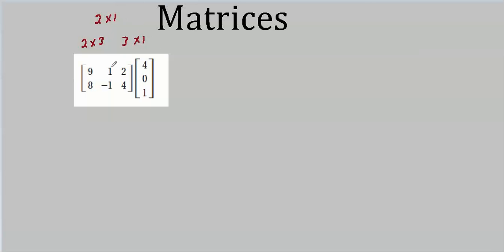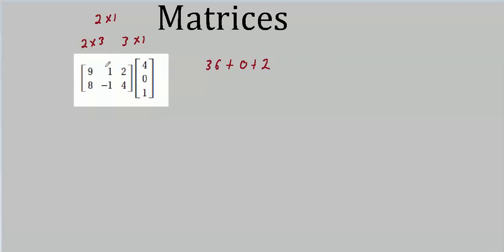What's the first entry? 9 times 4. Is that 36? Yeah. 36 plus 1 times 0, 0 plus 2 times 1. What's our next entry over here? Well, we don't have one because we don't have another column. So we're done with this row. Now we just have to drop down to this row.